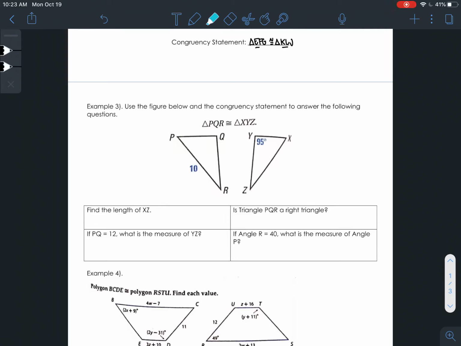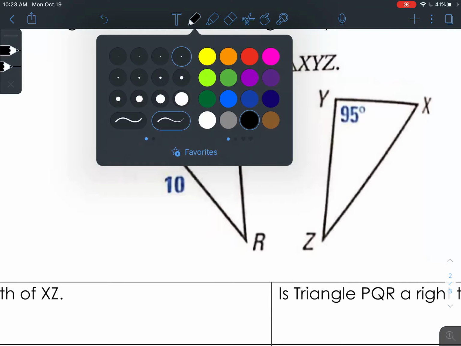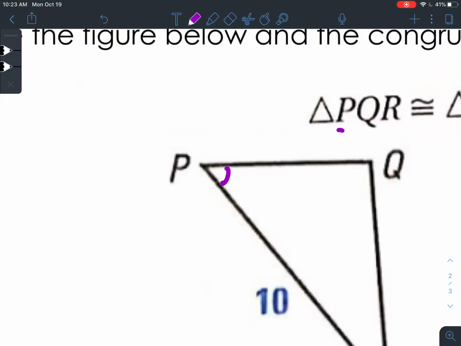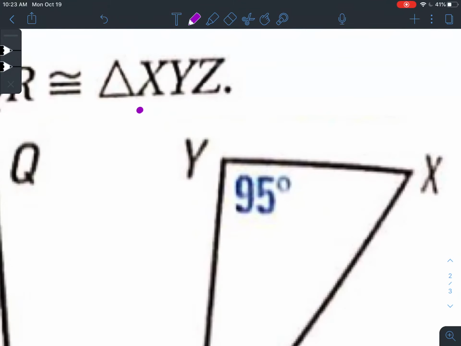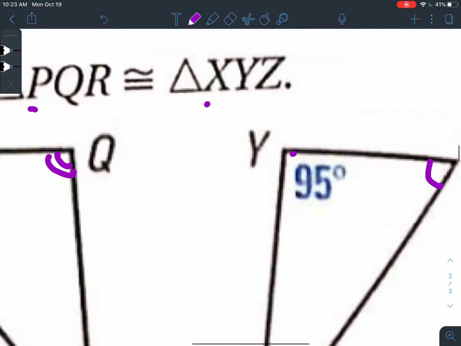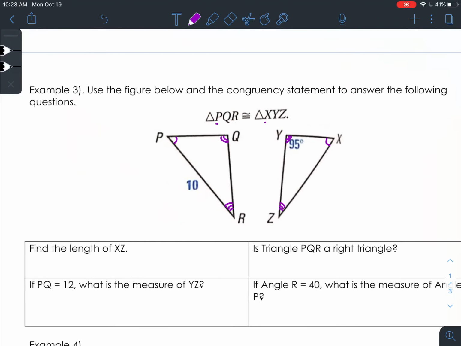Okay, so let's apply this idea of a congruency statement. So here's what I'm going to do: I'm going to take a second and look at my congruency statement and match up what's congruent to what. I think that's actually going to save us more time. I'm going to pick purple and start with P and X. If you see those two match up, I'm going to state that P is congruent to X, Q is congruent to Y, and then R is congruent to Z. Okay, so that's a good start.